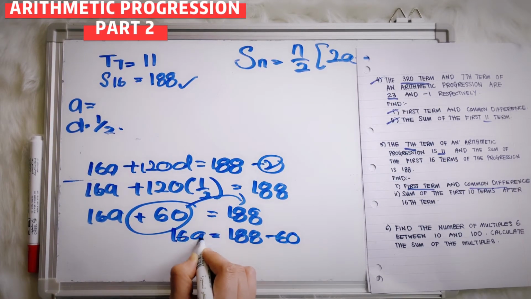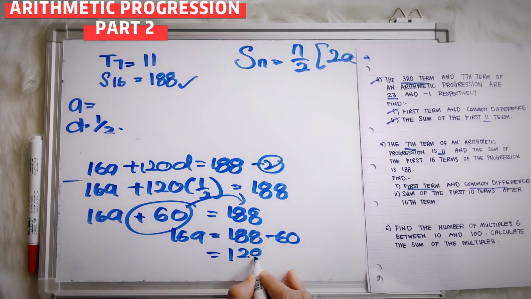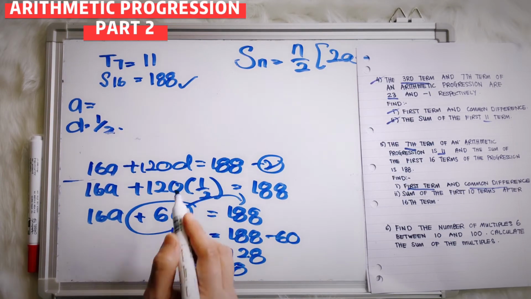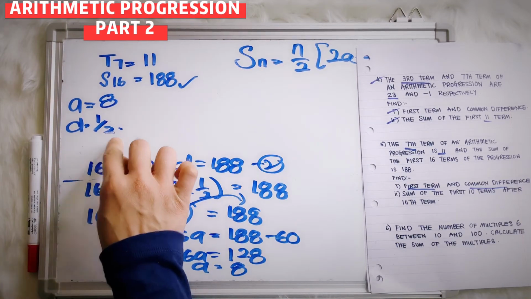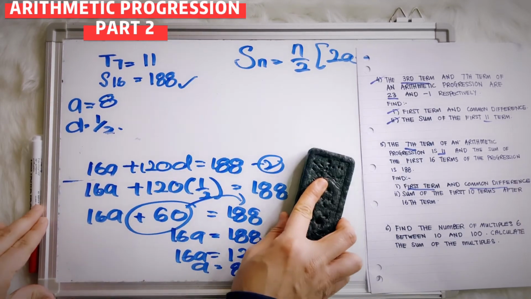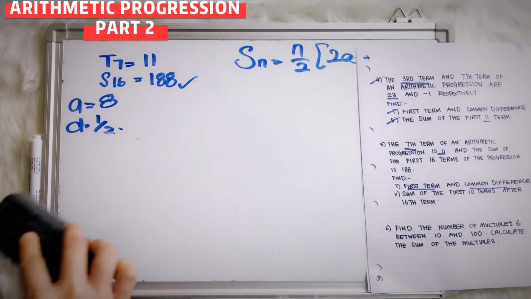So 16a, how much? 188 minus 60, we have 128 equals 16a. So a will be 128 divided by 16, which is 8. So our a now is 8, and our d is 1 over 2, a half. Okay, settled.